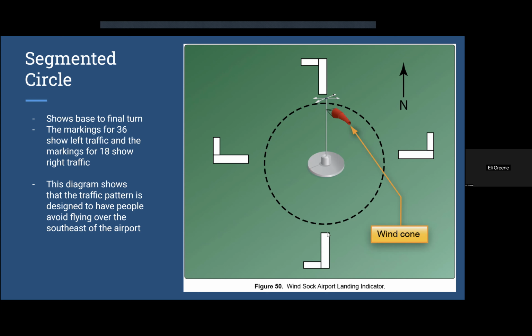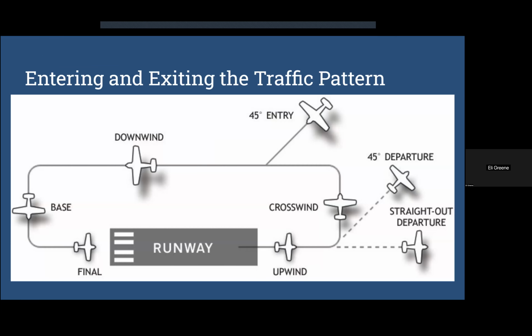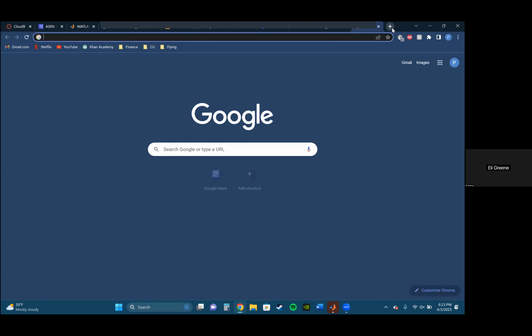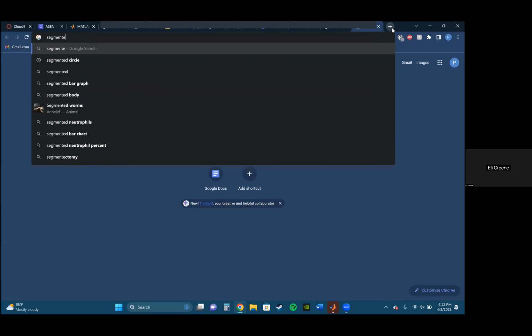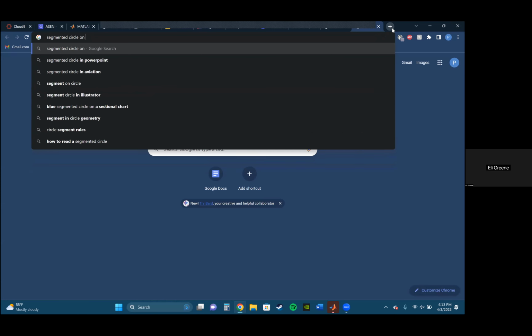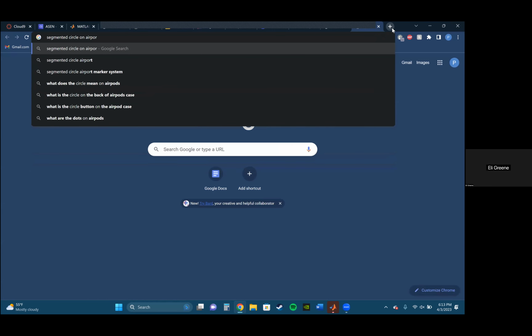So how do you decide here between... Where would we see this L shape? So the L shape would just be on an airport. You would just see it. Yeah, it represents the traffic pattern.